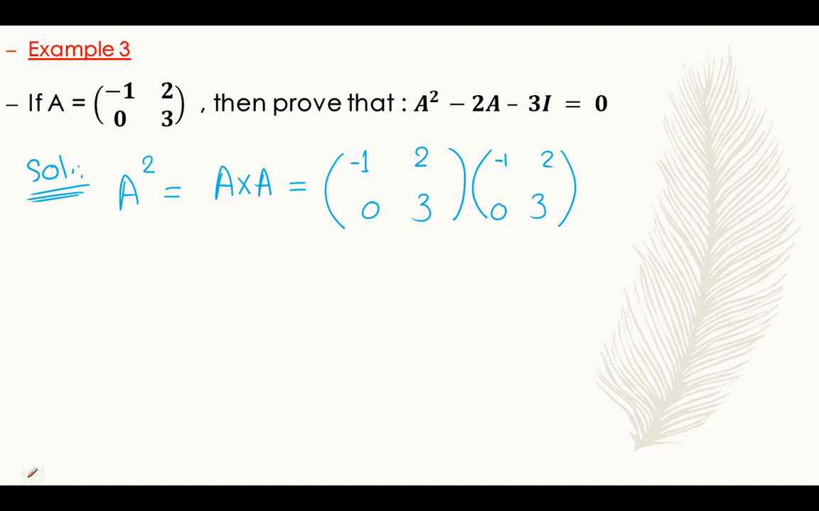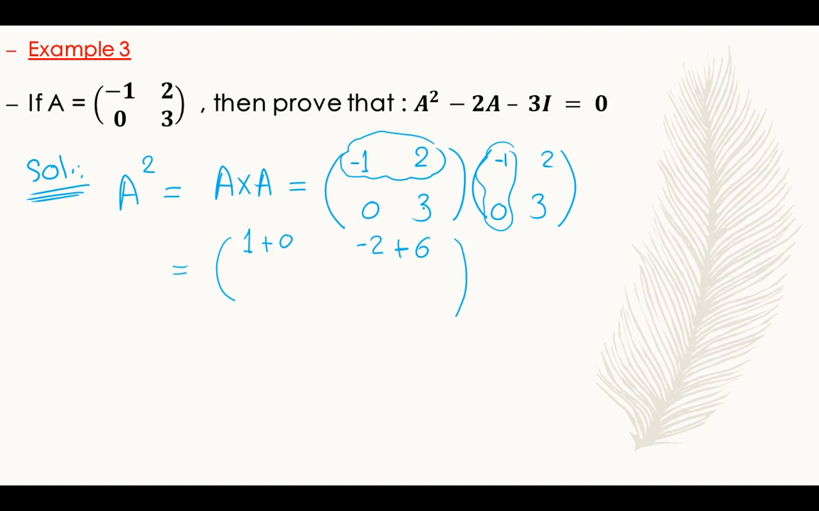Here we want to find the product of the two matrices. How can we do it? First, we have to multiply the first row by the first column. Negative 1 times negative 1 equals 1, and 2 times 0 equals 0. Negative 1 times 2 equals negative 2, and 2 times 3 equals 6.